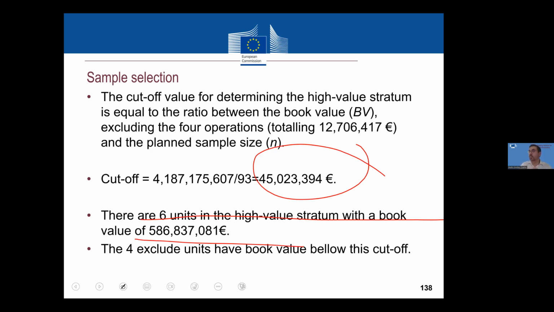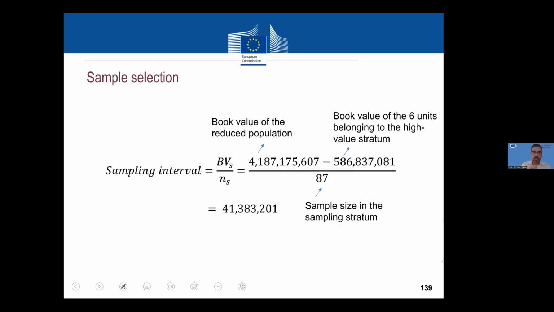And now a new piece of information, we have to check where the excluded units are. And I have checked that the 4 excluded units have expenditure below this threshold. So this means that the 4 excluded units are in the, let me call it, low value or sampling stratum. Now, how do you calculate the sampling interval in the sampling stratum?